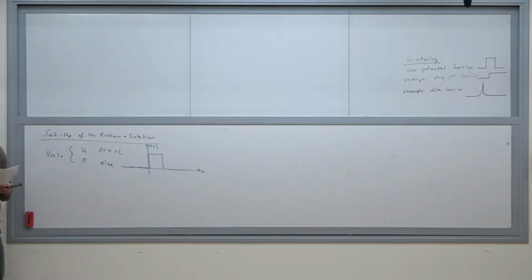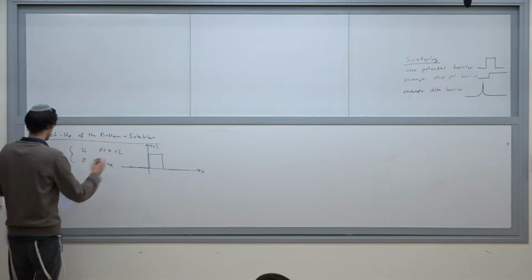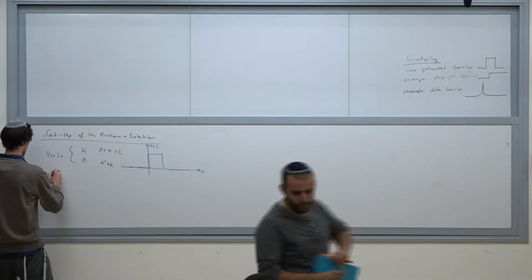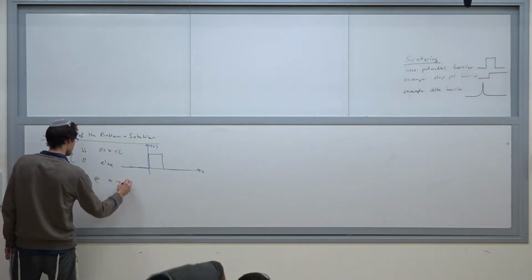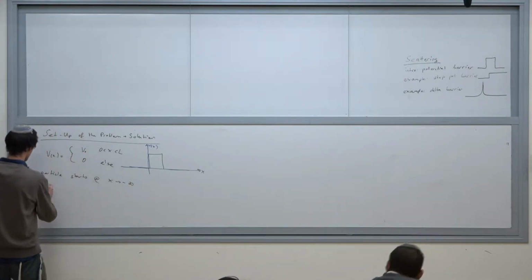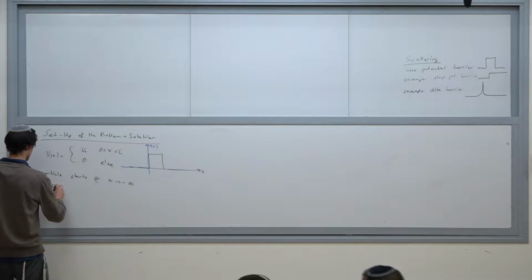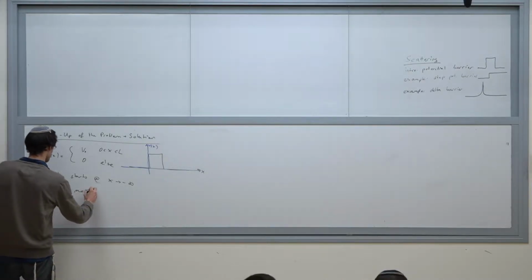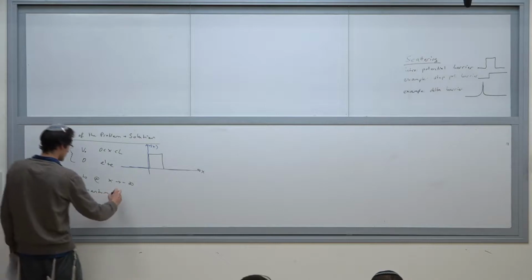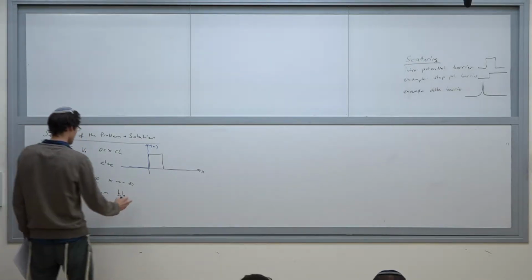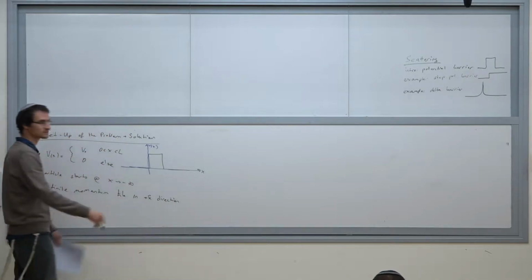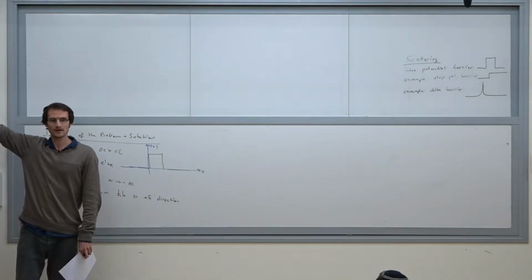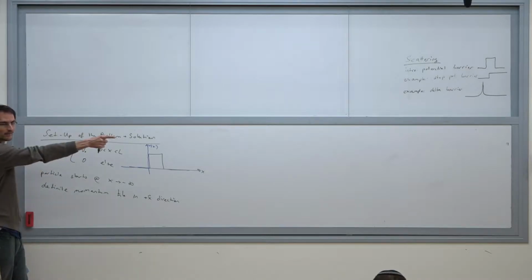Now we're going to consider a particle that starts at minus infinity and it has a definite momentum, h bar k, in the plus x direction. So the particle starts off all the way over there and it has a positive momentum in this direction.